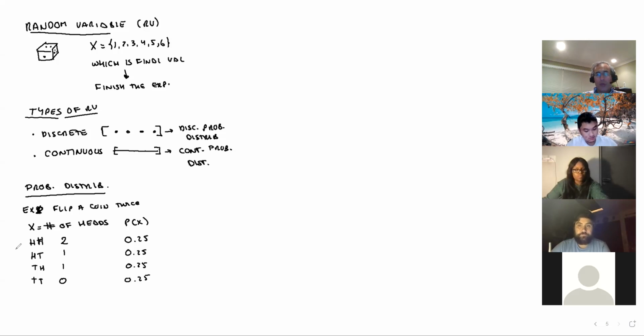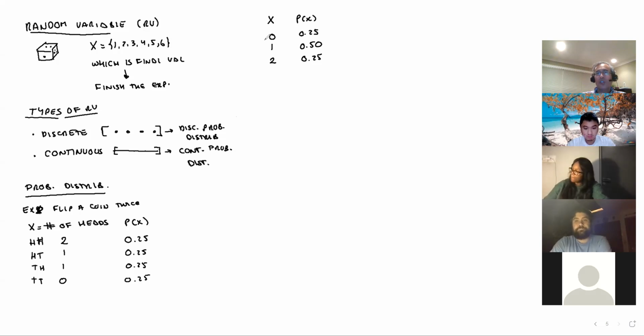Correct? Then what I will do is collapse these two because it's 1. So it doesn't matter. My example is not asking for heads and tails. It's simply asking the number of heads. So I will collapse. X is, remember, the number of heads. I can have 0, 1, or 2. What is the probability of 0? 0.25. What is the probability of having 1? 0.5. And what is the probability of having 2? 0.25. Make sense?